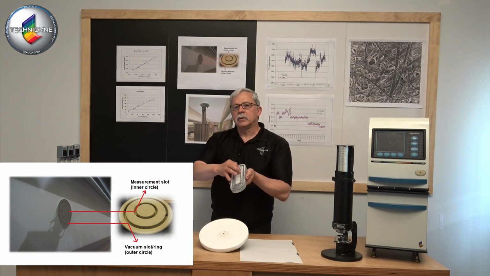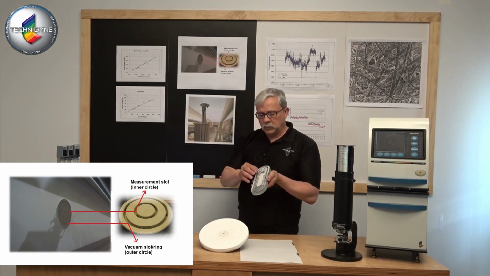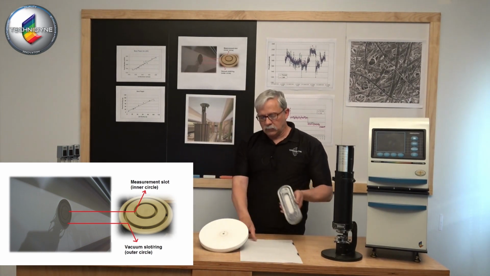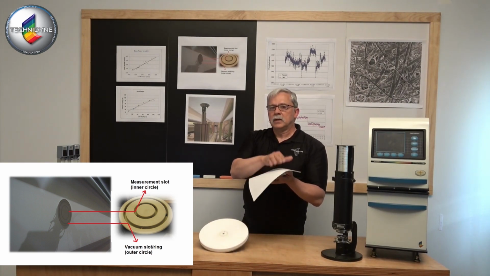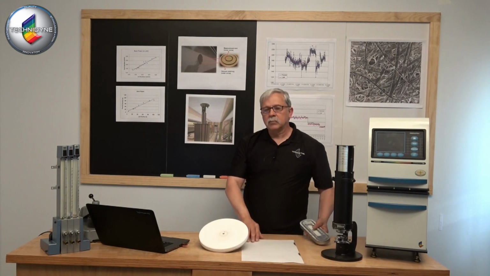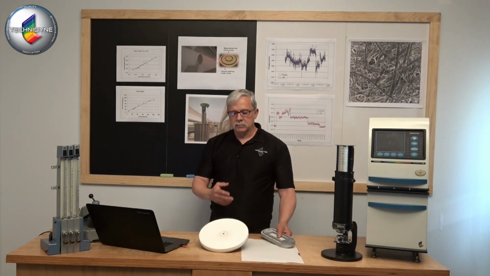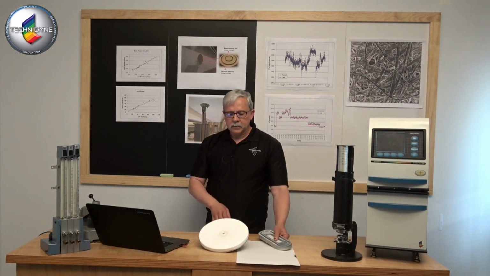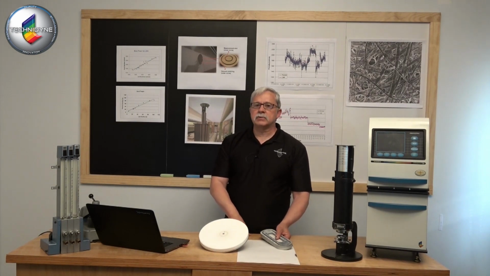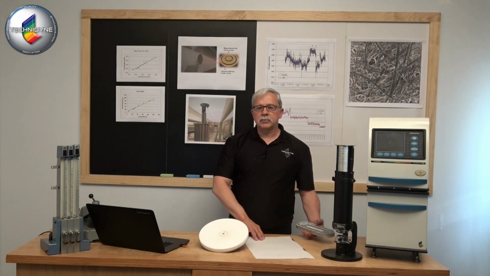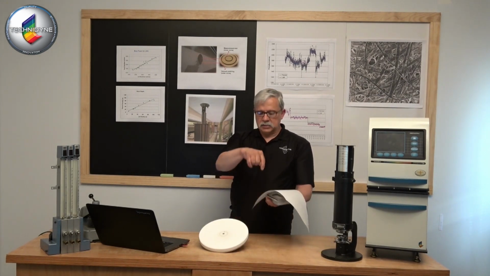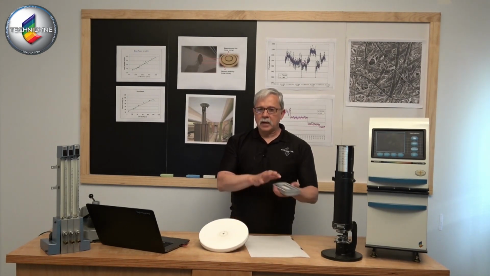And then we have an inner ring. This area here is used to draw air through, in most cases, draw air through the sample. Again, we talked about some similarities, or let's say necessary features or functions, with the benchtop equipment. We have to have a way to create a pressure drop across this surface. We do that with a vacuum.